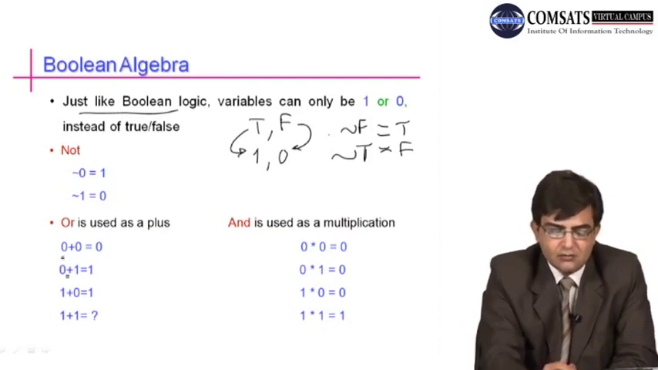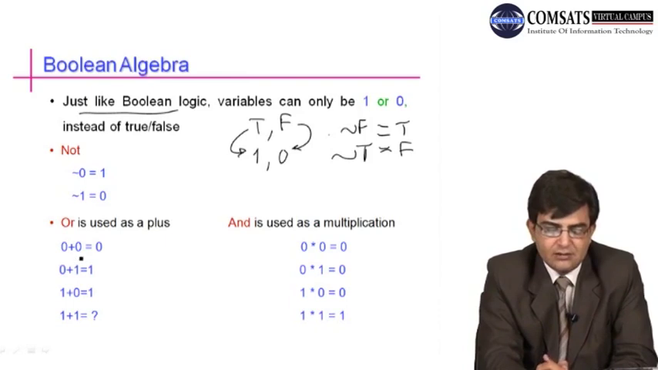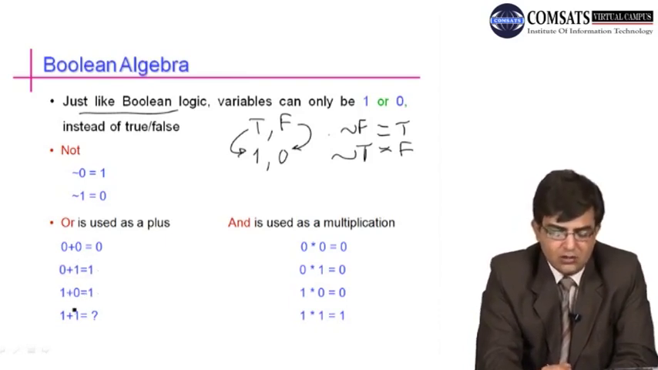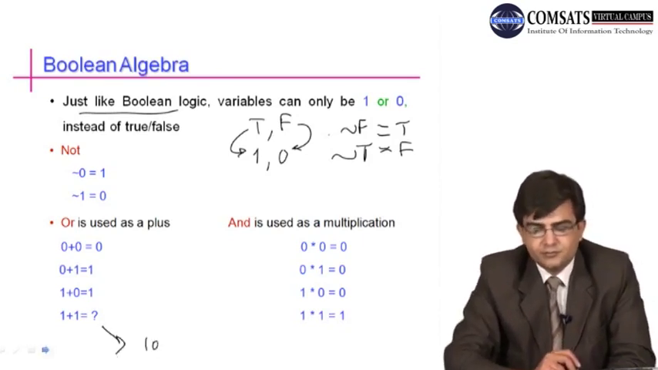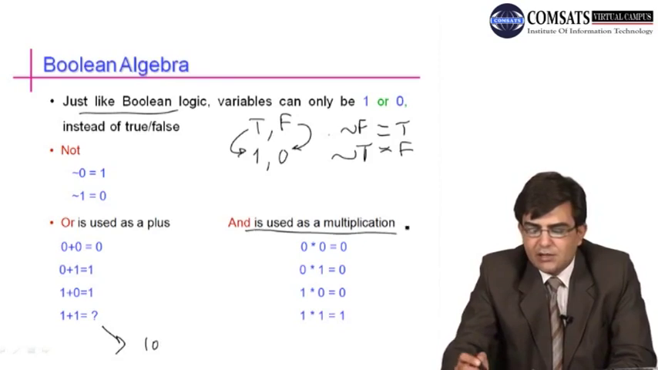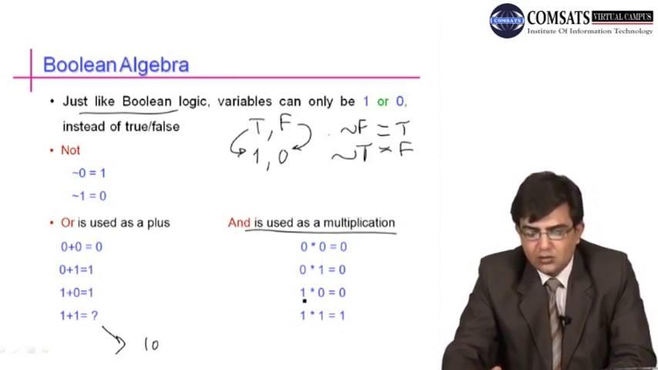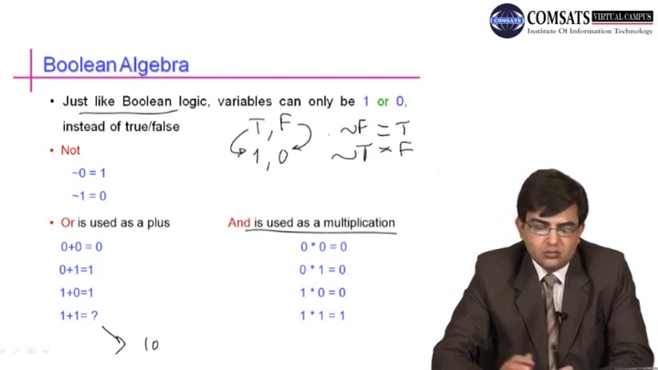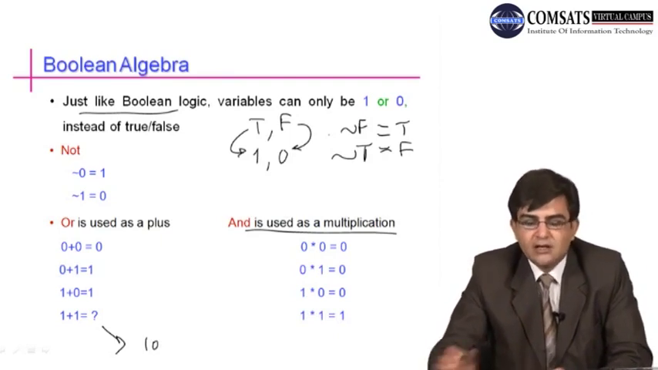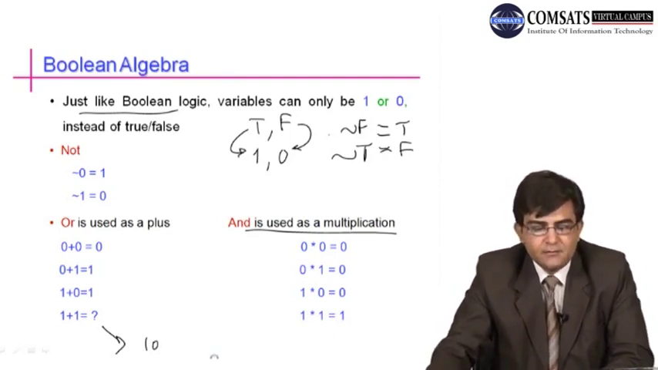OR is used as plus. 0 plus 0 is 0, 0 plus 1 is 1, 1 plus 0 is 1, 1 plus 1 is what? We have discussed it. This is basically 10. And is used as multiplication. 0 into 0 is 0, 0 into 1 is 0, 1 into 0 is 0, and 1 into 1 is 1. So this is how we can relate Boolean algebra with logic.